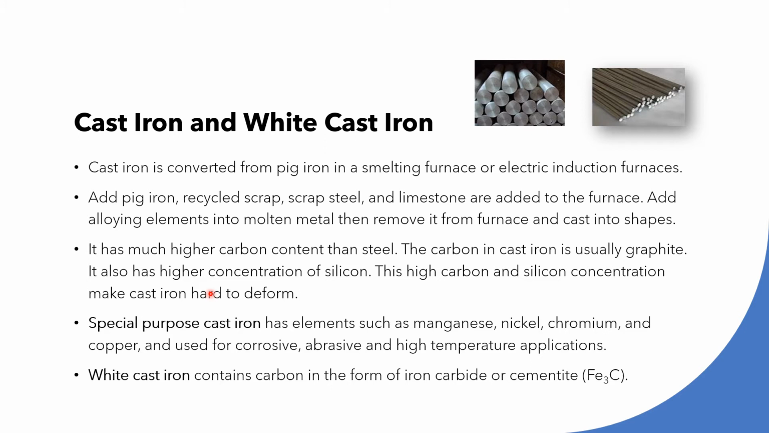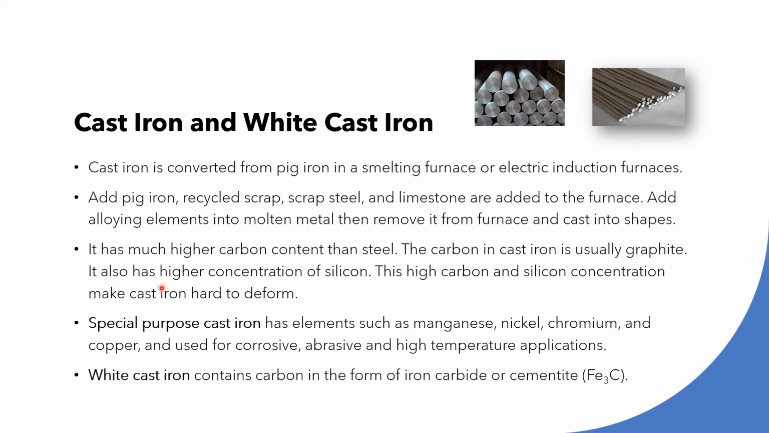So for cast iron, it has higher carbon content than steel. The carbon in cast iron is usually in the form of graphite, okay. When you think about carbon, it comes in different forms. You have pure carbon, diamond, graphite, and ash carbon, right? That's just chemistry, a little bit of review so you kind of get it.